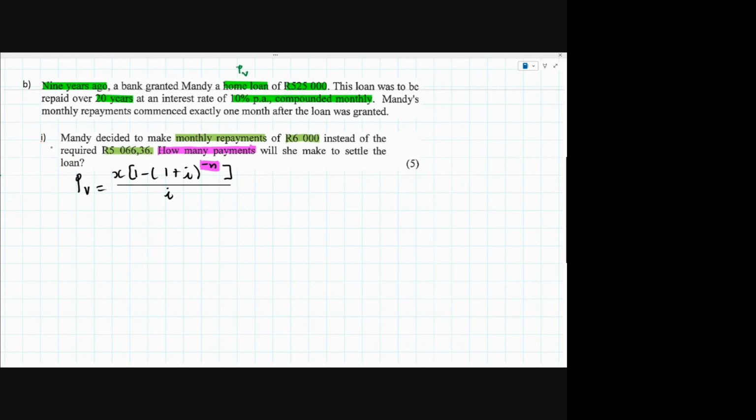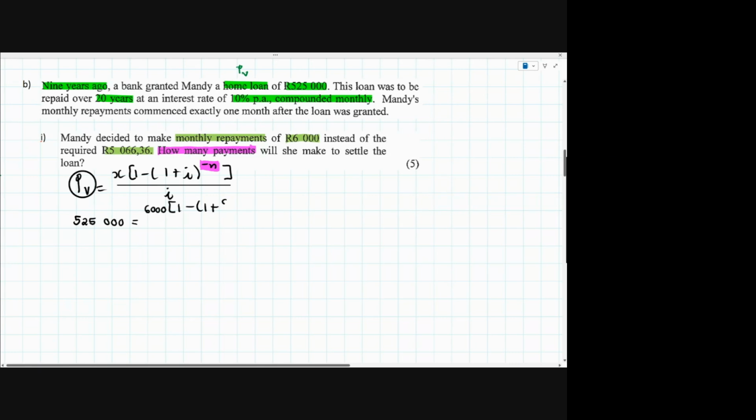Right, so we're going to substitute in the values that we know. This PV means your loan amount. So how much do you currently owe on your loan? We took out a loan of 525,000 Rand. And so right at the start of this period, that was how much was owed on our loan. We were told that the monthly repayments were increased to 6,000 Rand.